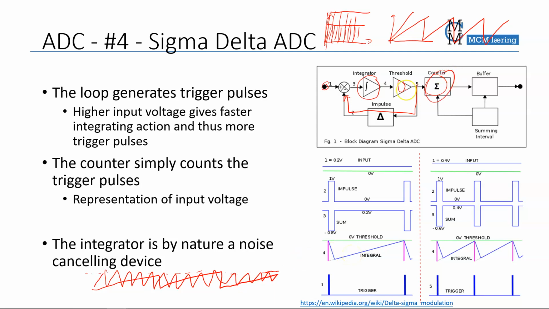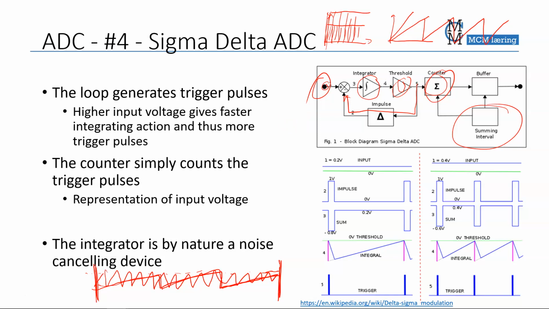The counter simply counts the number of threshold reset pulses. So in other words, it counts the number of ramps we were able to create during a time interval. So during a time interval from here to here, if we count the number of ramps, that is a value that is proportional to the input voltage I have here from the sample and hold circuit.